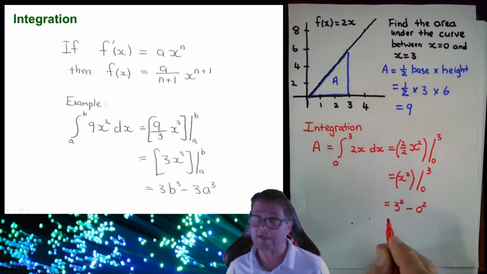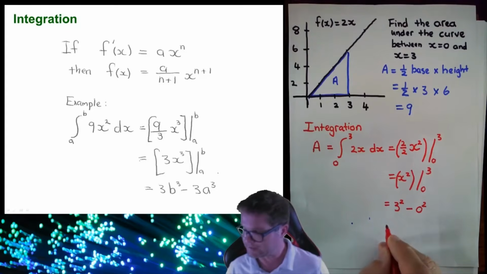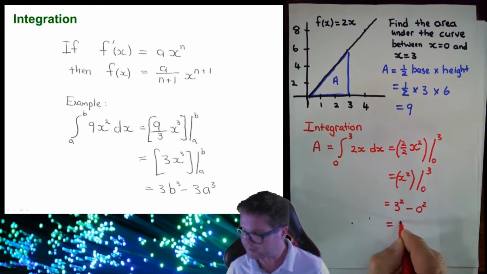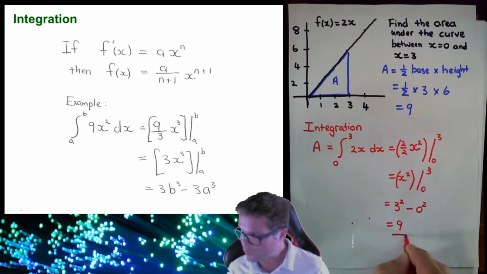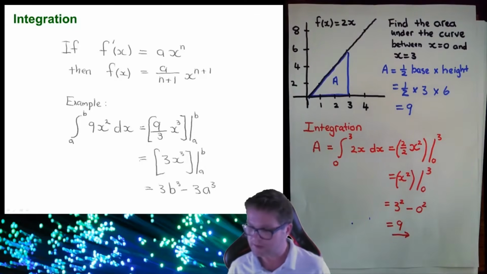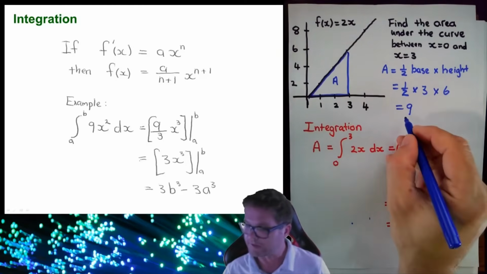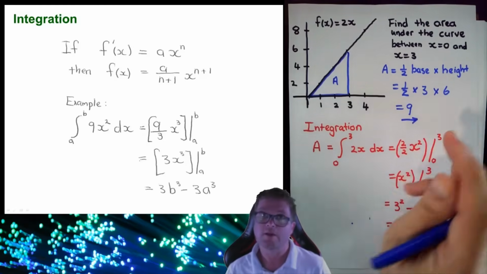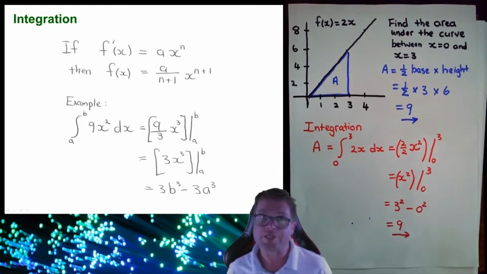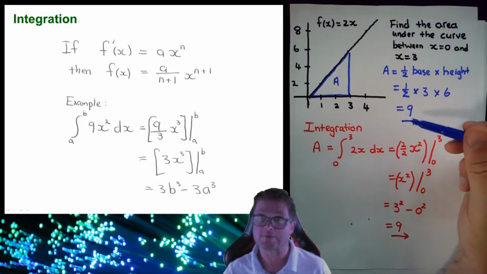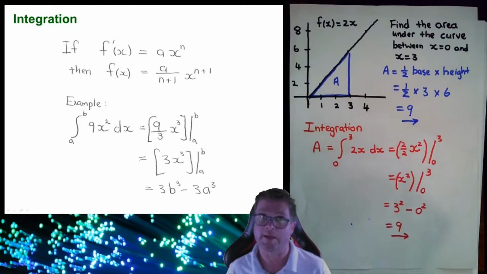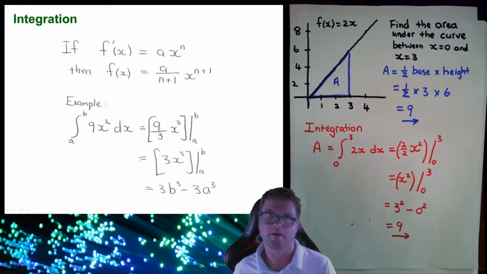And we can see that 3 squared minus 0 squared is also 9. And what we see is that using both of the methods, we arrive at the answer 9. So this is a confirmation then that our integration tool, our integration recipe, is working correctly, because it gives the correct answer. It gives us the answer that we were expecting.